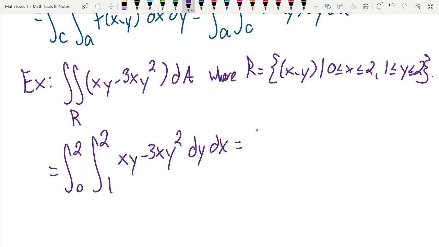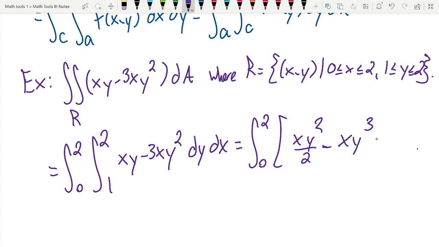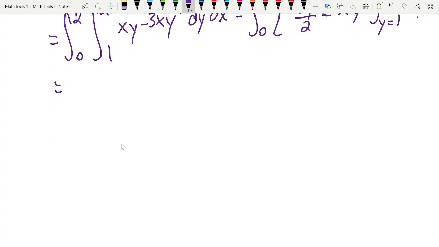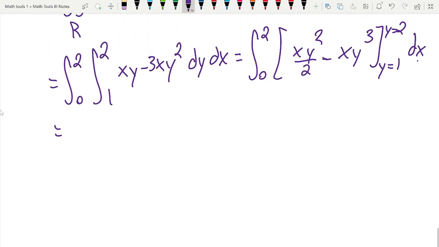So we're going to integrate with respect to y first. Okay, so y squared over 2. X is treated as a constant here, remember. And that's going to be xy cubed. And then this is going to be from y equals 1 to y equals 2. And then we're doing dx.